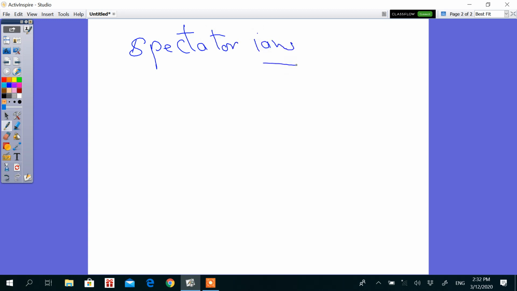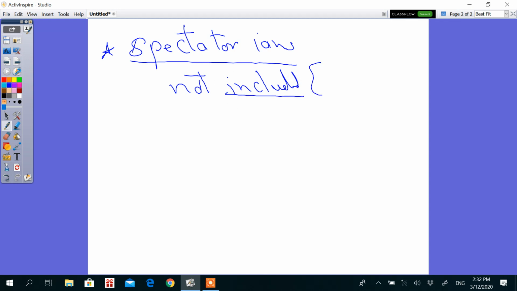What are spectator ions? That's my second concept, spectator ions. These are ions which are not included in the reaction, or I can say these ions which do not take part in the reaction. They do not take part in the reaction. These are spectator ions, as A and D in the previous example.